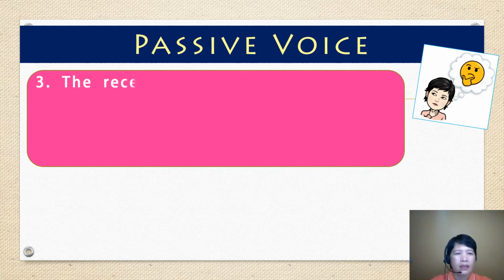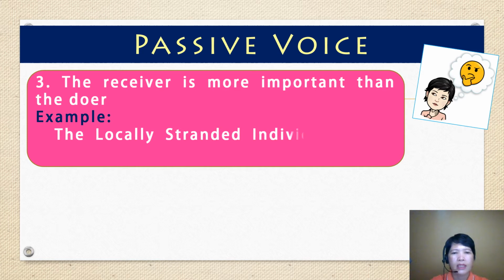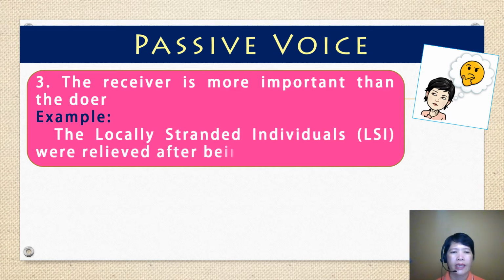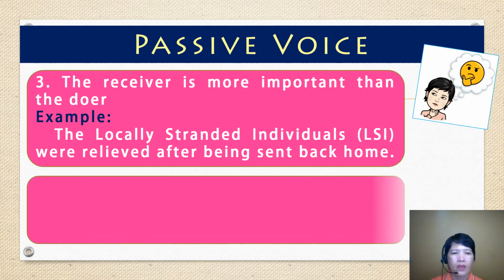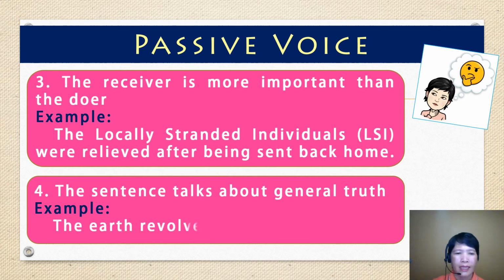Third case, the receiver is more important than the doer. Example, the locally stranded individuals, or LSI, were relieved after being sent back home. In this case, the receiver of the action is given more emphasis. Next case, the sentence talks about general truth. Example, the earth revolves around the sun. Everyone knows this information. So there you have it, the reasons why we need to learn how to use passive voice sentences.